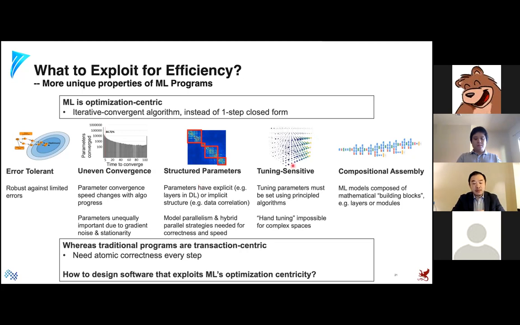Also, good practice of tuning can often speed up, or sometimes cause slowdown of, the computation in machine learning. When you choose good learning rates and batch size, sometimes you get a big reward by converging faster. And this is, again, another opportunity in system design.